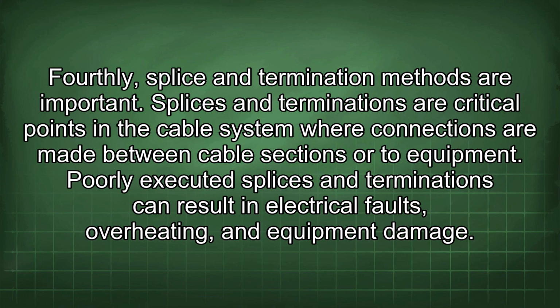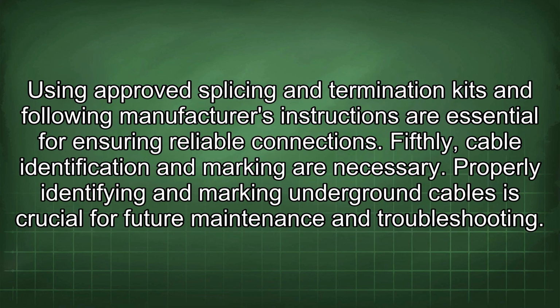Fourthly, splice and termination methods are important. Splices and terminations are critical points in the cable system where connections are made between cable sections or to equipment. Poorly executed splices and terminations can result in electrical faults, overheating, and equipment damage. Using approved splicing and termination kits and following manufacturer's instructions are essential for ensuring reliable connections.